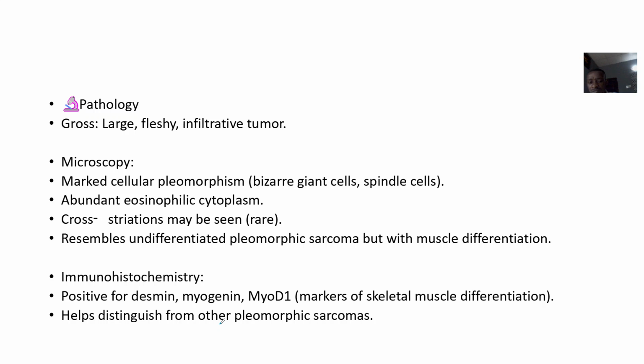So immunohistochemistry is positive for things like desmin and myogenin. So that's just what we got.